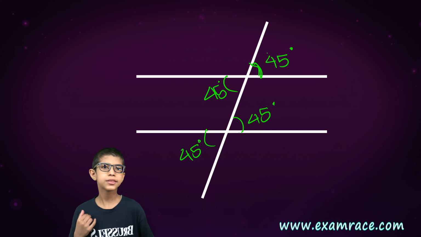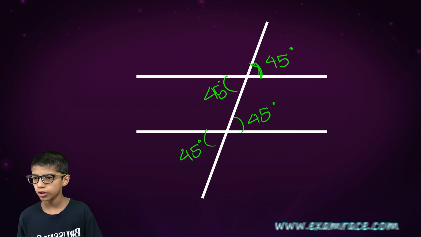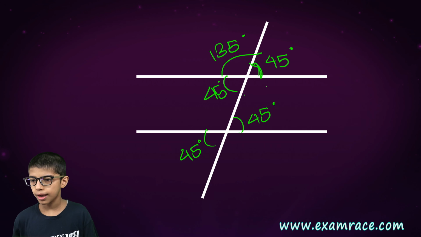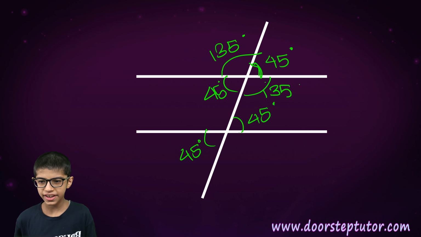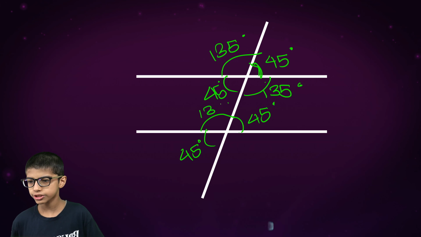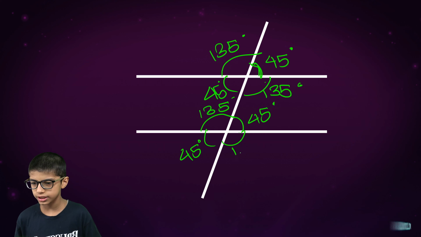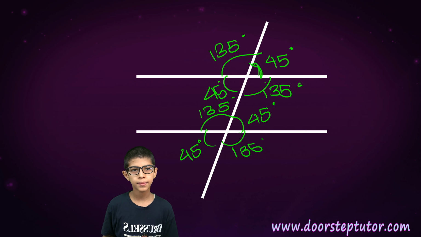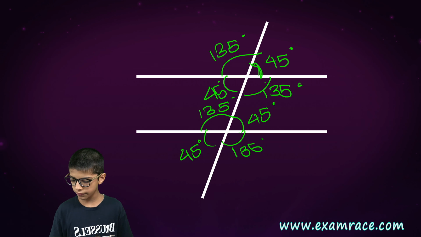Now 180 degrees minus 45 degrees, what is it? It is 135 degrees. Opposite to it also we have 135 degrees. Then down there is 135 degrees and 135 degrees, because 180 degrees minus 45 degrees is 135 degrees.